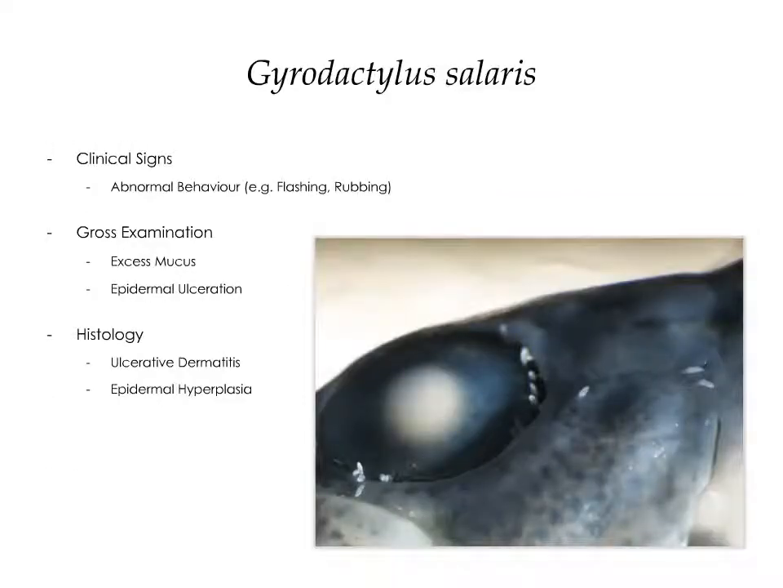Clinical signs associated with infection include abnormal behavior, like flashing and rubbing. On gross examination, lesions include skin ulcers and excess mucus production. Histologically, lesions include ulcerative dermatitis and epidermal hyperplasia. In the image to the right, you can see large numbers of structures that resemble rice grains. These are the adult stages of Gyrodactylus. Clouding of the cornea is evidence of corneal epithelial injury as a result of the infection.